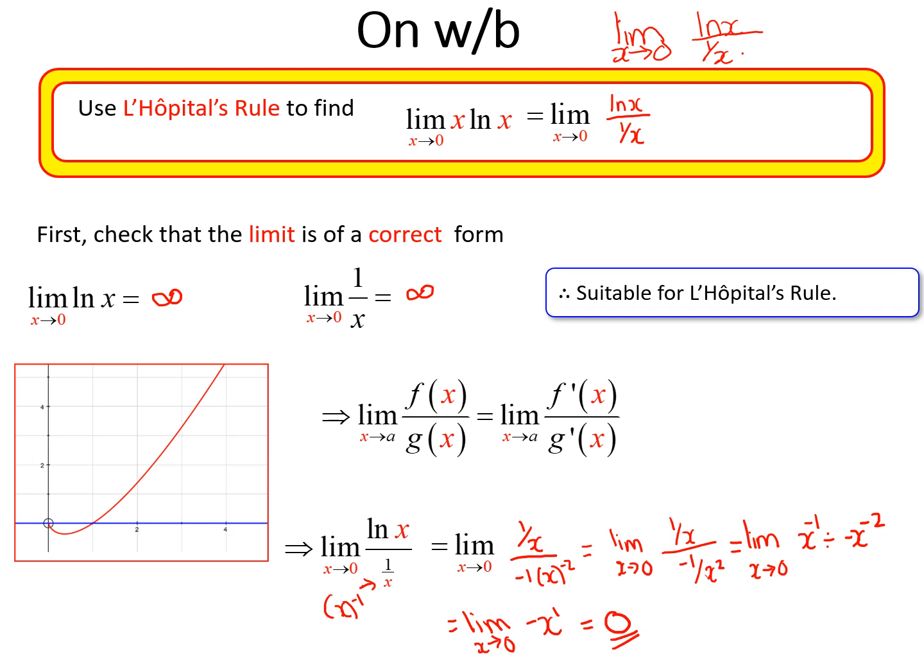that tends to 0. X tends to 0, you put that in, minus 0 is 0, isn't it? Right.